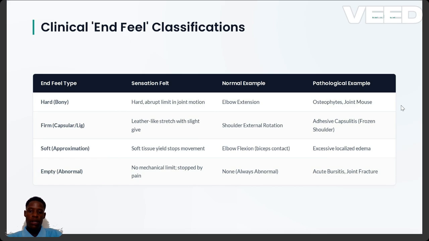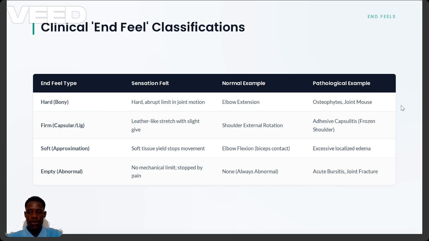Coming to the clinical end feel classifications, when a therapist stretches a joint to its absolute limit, they feel a specific sensation called an end feel, and this tells you what tissue is stopping the movement. The first one is hard or bony. The sensation is an abrupt or solid stop, for example your elbow extension.